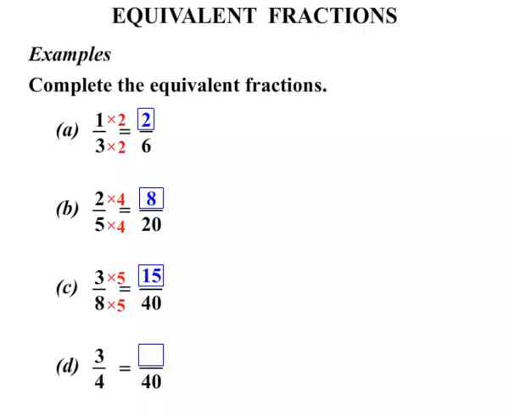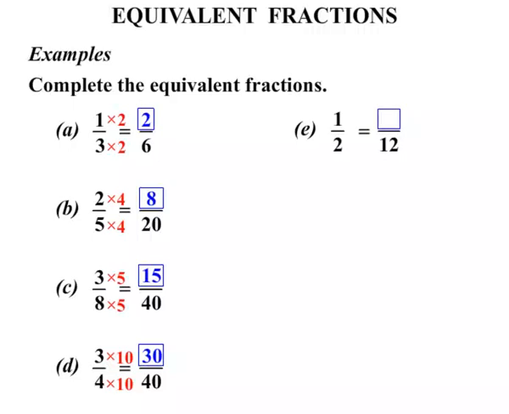3/4 equals something over 40. Looking at the denominator, 4 has turned into 40 by multiplying by 10. That's right, so we times 10. Timesing 10 on the bottom, we times 10 on the top as well. And 3 times 10 is 30.